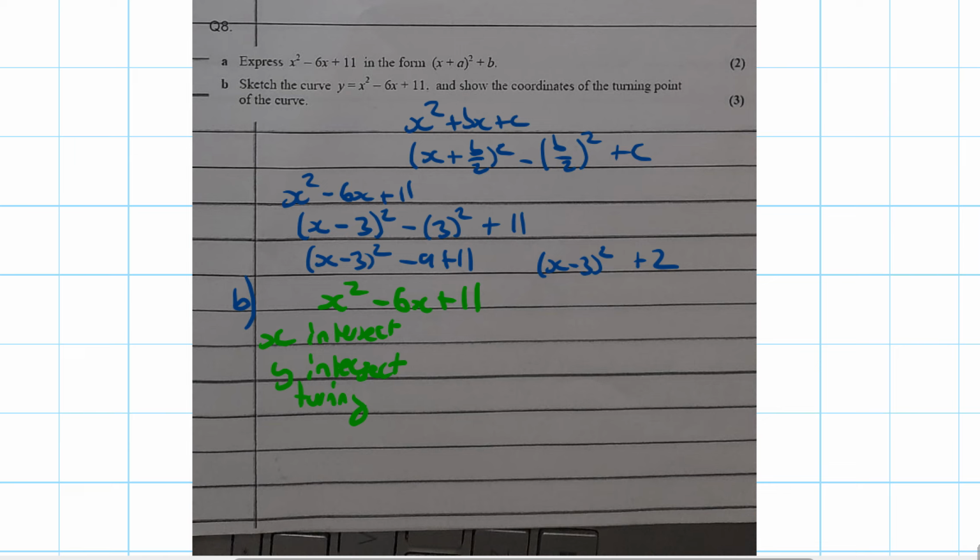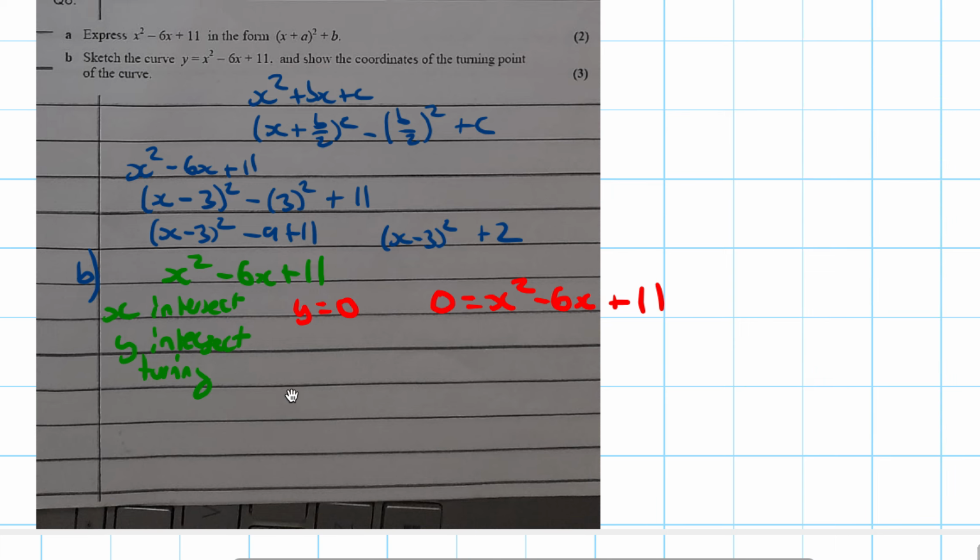If you're finding the x-intercept, that is when y is equal to 0. So it's 0 equals x squared minus 6x plus 11. For this one, because it's just a sketch, they're not looking for the details, so I would just plug this into your calculator. Menu, equations, polynomial, degree is 2, and then it's 1, minus 6, 11. That shows you that there is no intersection with the x-axis, which you could have found directly from the turning point if you'd done that first. So there are no real intercepts.